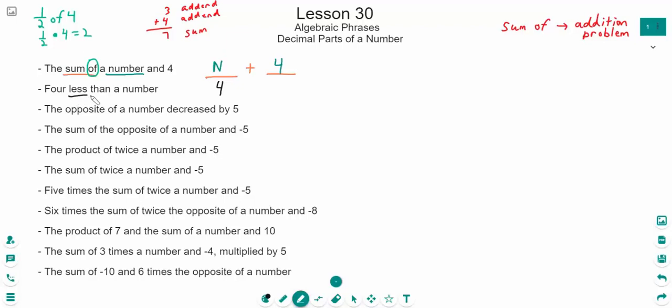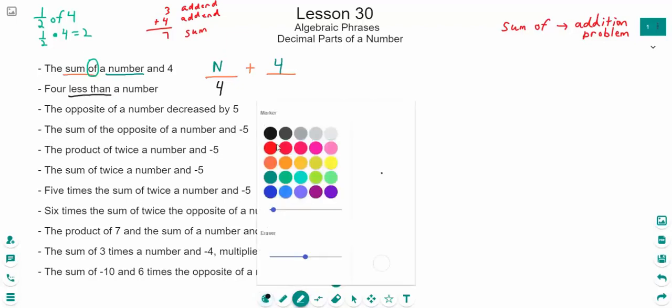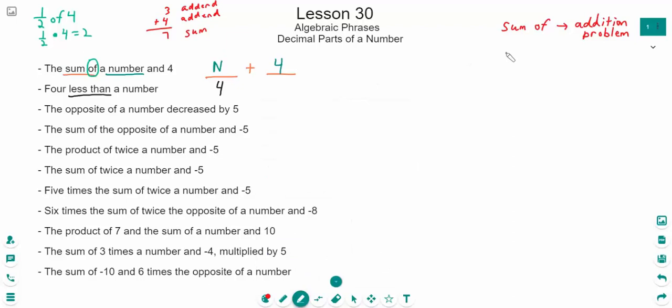So this "less than," we need to determine what that means. That would be another clue word for us over here. Less than means to subtract. And that may be obvious.